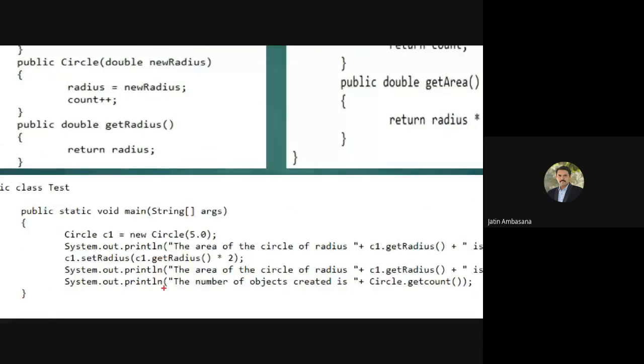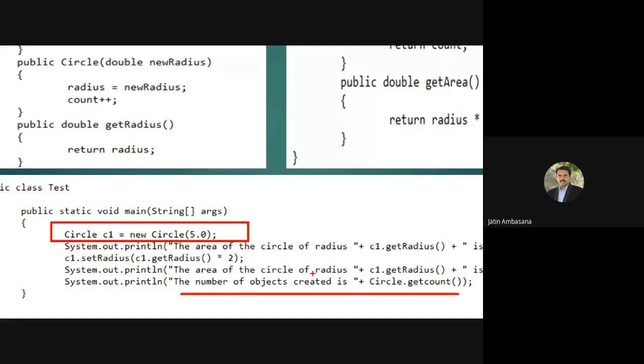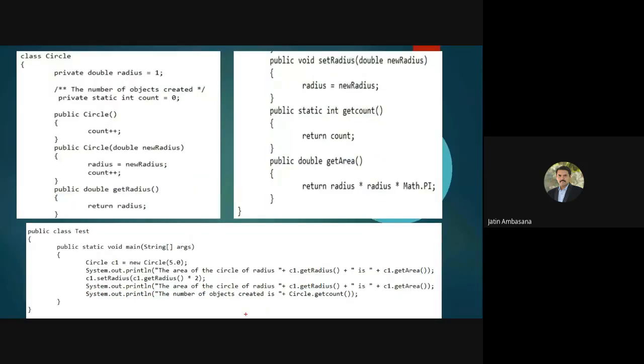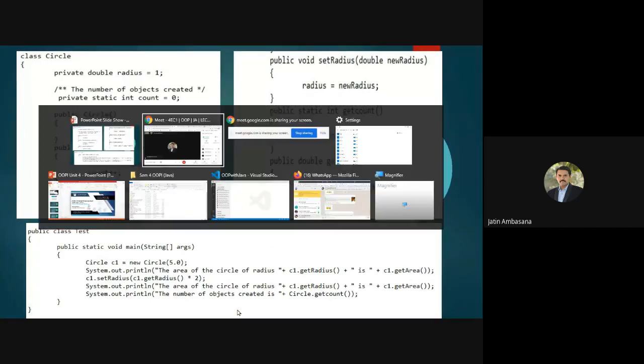And we can print the number of objects created. Since here we have created only one object, that count will be only 1. But if we make more such objects, then that count will increase, right? So let me show you how this happens. First we make the class circle. Okay, let me make the class circle.